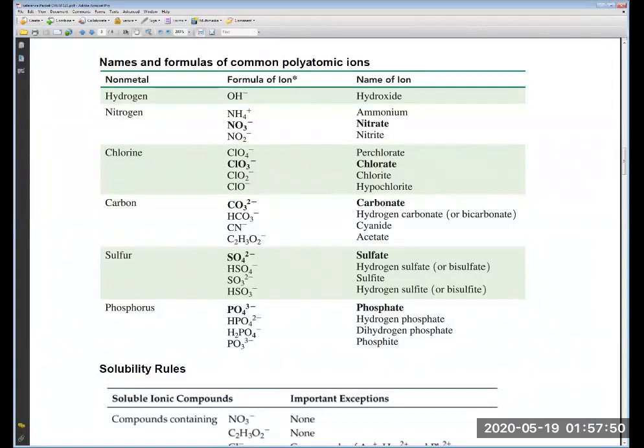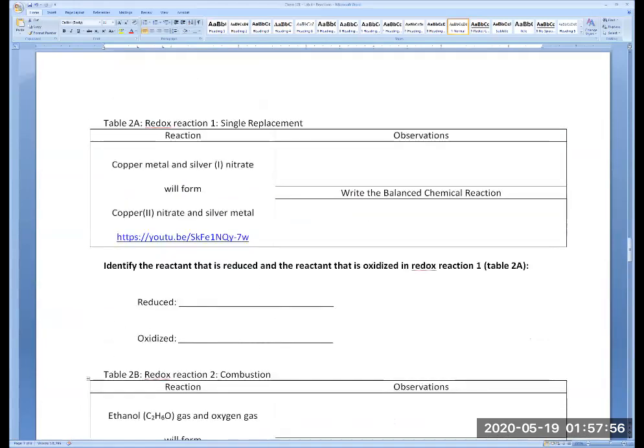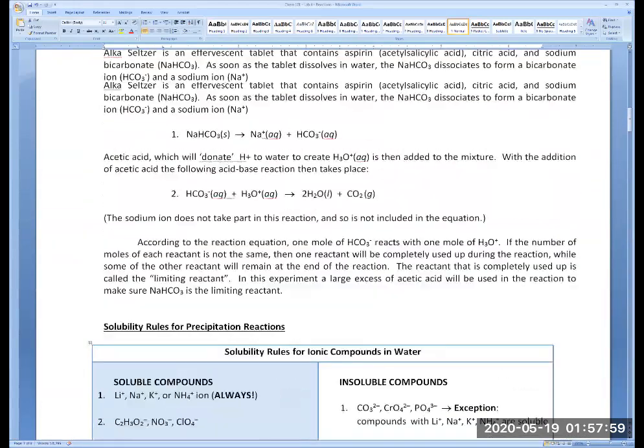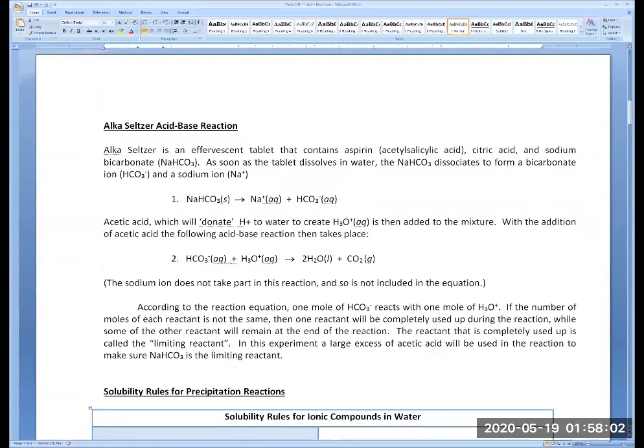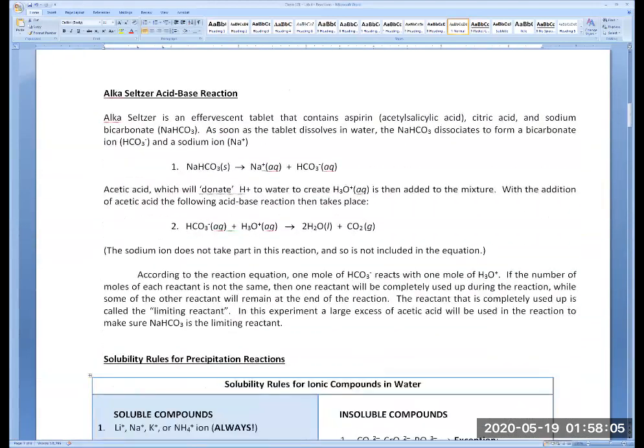Both names are correct. Let's look at the beginning of the lab because there were explanations about that here. The Alka-Seltzer acid-base reaction. Yes, this is about balancing here. Alka-Seltzer is an effervescent tablet that contains aspirin, acetylsalicylic acid, citric acid, and sodium bicarbonate, NaHCO3. As soon as the tablet dissolves in water, the NaHCO3 dissociates to form the bicarbonate ion, the one we saw in the list of polyatomic ions, and the sodium, right?